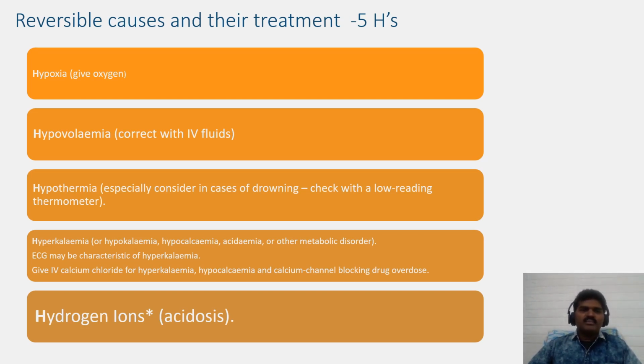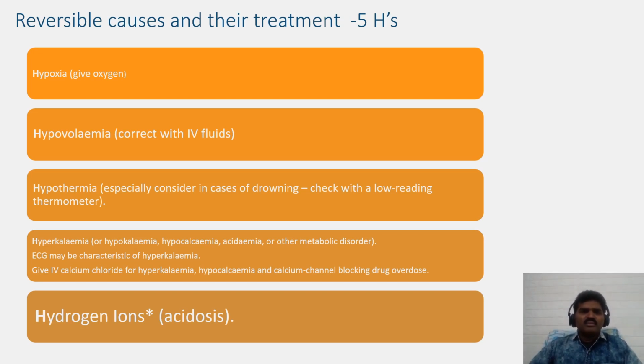Hypovolemia. Correct with IV fluids. If hypovolemia is due to hemorrhagic shock, you start with blood. If blood is not available, for the time being, you can use crystalloids. As soon as blood is available, convert from crystalloids to blood products. Don't use whole blood, always use blood products. And if hypovolemia is not responding to fluids, then you can go for vasopressors and inotropic agents.